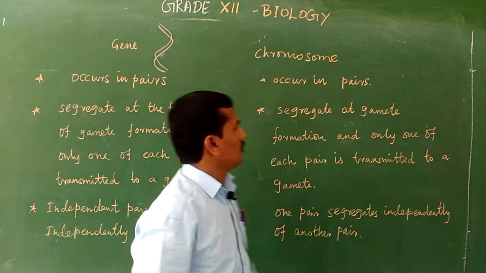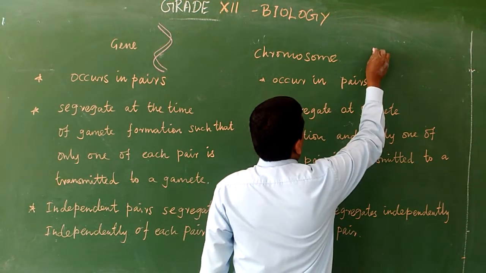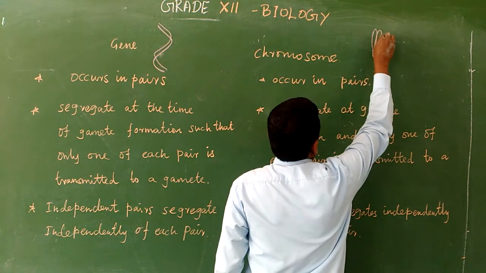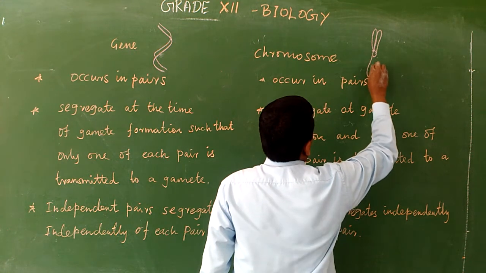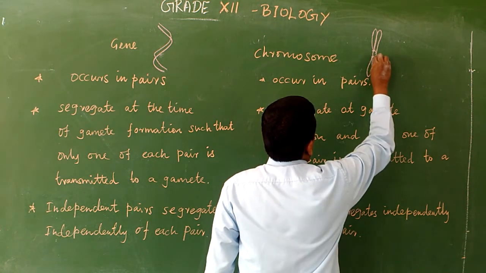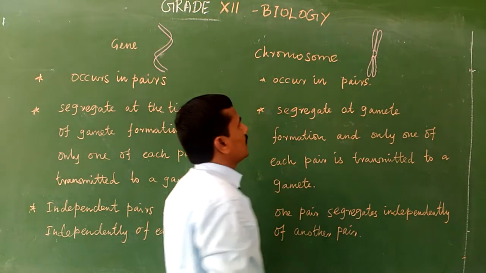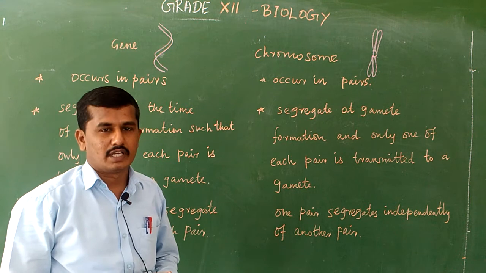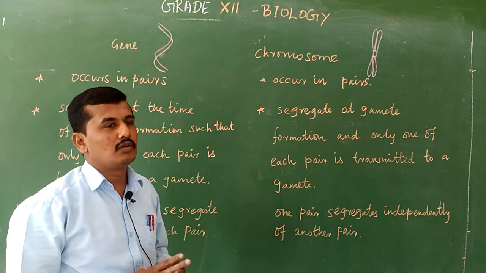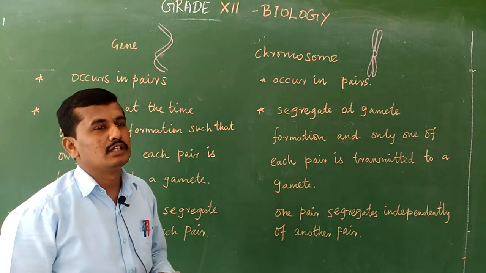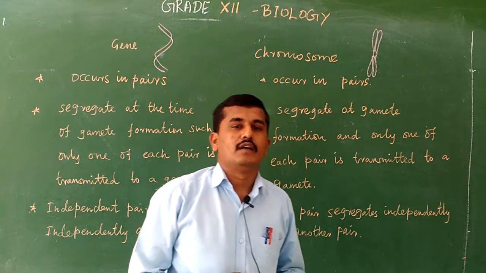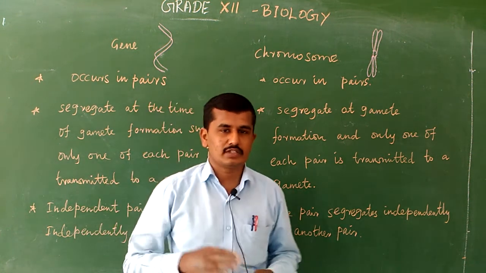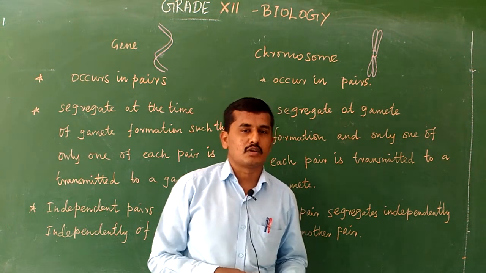And the chromosome, we know, is a structure present inside the nucleus only. During the cell division stage, the chromatin reticulum slowly condenses into chromosomes. So a gene is a segment of DNA, and a chromosome is a structure present inside the nucleus, which is actually a chromatin network. During cell division, it slowly condenses into chromosomes.